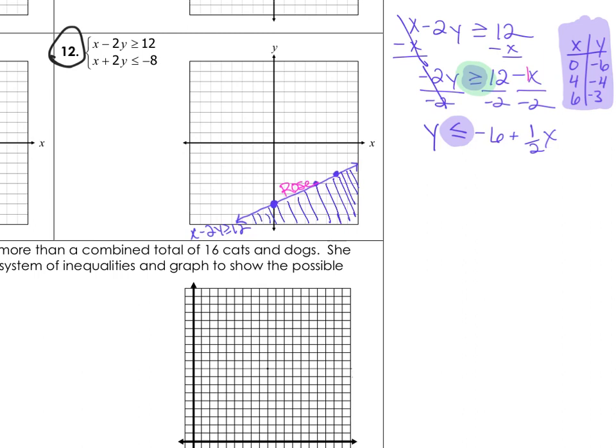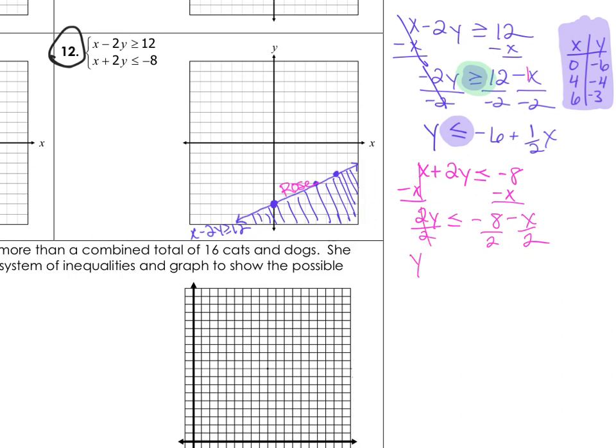Okay? And now we're going to repeat the process with the second equation. So I'm going to very carefully make sure that I'm copying it correctly. And I am going to follow the same steps. I'm going to subtract x from both sides. Subtract x. And these x's cancel. So I have negative 8 minus x. Divide by 2.